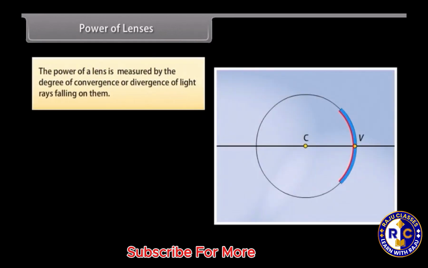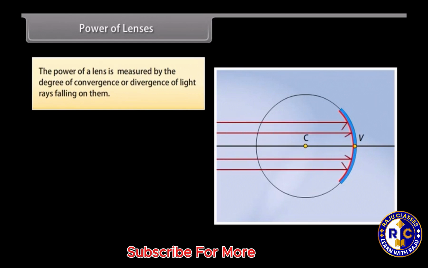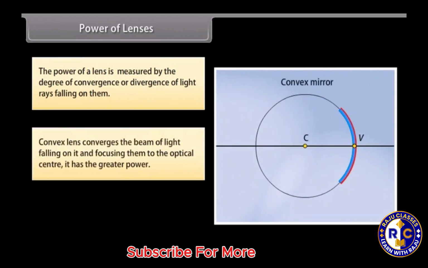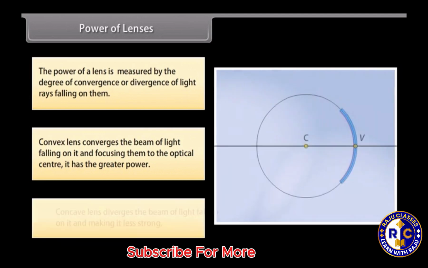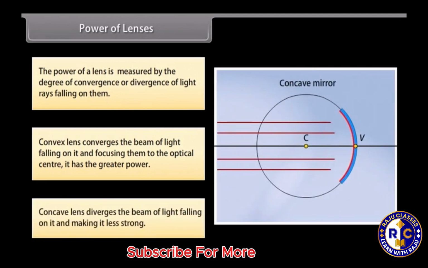Power of lenses. The power of a lens is measured by the degree of convergence or divergence of light rays falling on it. A convex lens converges the beam of light falling on it and focuses it to the optical center. It has the greater power. A concave lens diverges the beam of light falling on it, making it less strong.